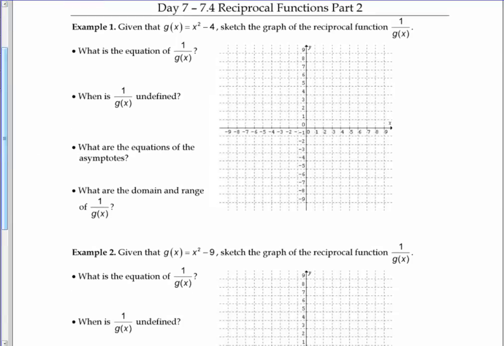What is the equation 1 over g of x if g of x equals x squared minus 4? 1 over x squared minus 4. So the reason why the x-intercepts of the original equation turn into asymptotes, we can relate it back to rational expressions, right?